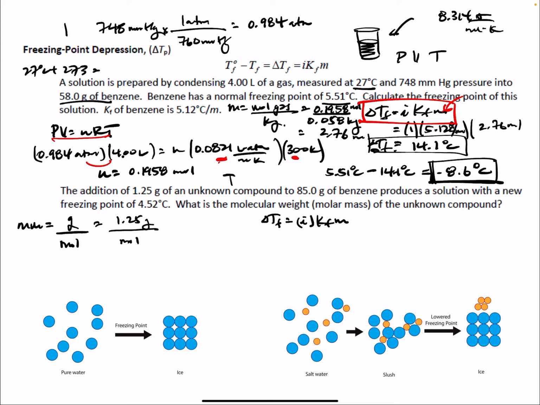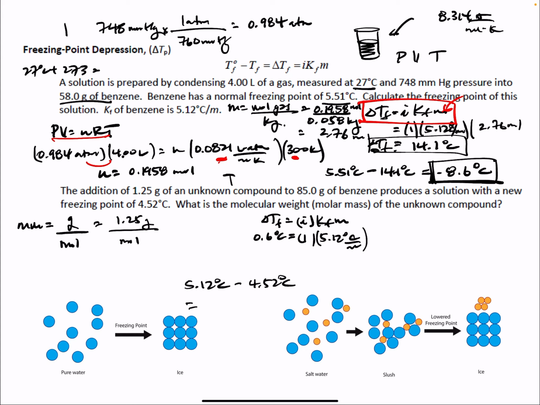It tells me the new freezing point is 4.52. Okay, what's the change in freezing point? The normal freezing point of benzene is 5.12 degrees Celsius, right? If the new one is 4.52 degrees Celsius, how much lower is it? What's the freezing point depression? I'm getting 0.6 degrees C. i is 1. What is the freezing point depression constant for benzene from the previous problem, right? Not something you have to memorize, but I gave you on this page, so there we go.